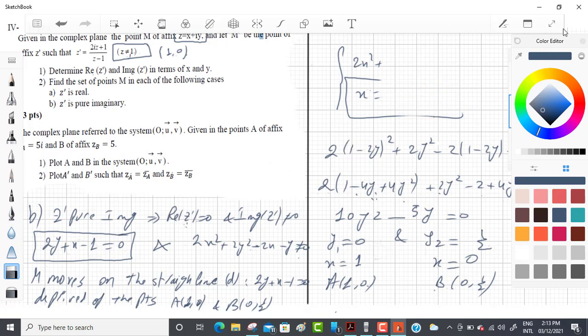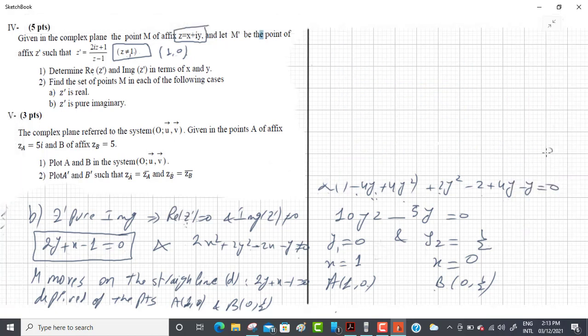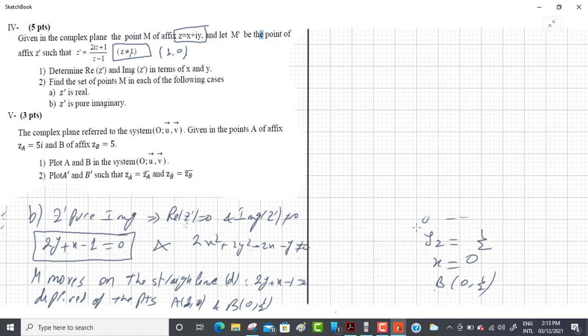Finally, exercise number 5 is very easy. Number 4 actually is the most important exercise in this worksheet.